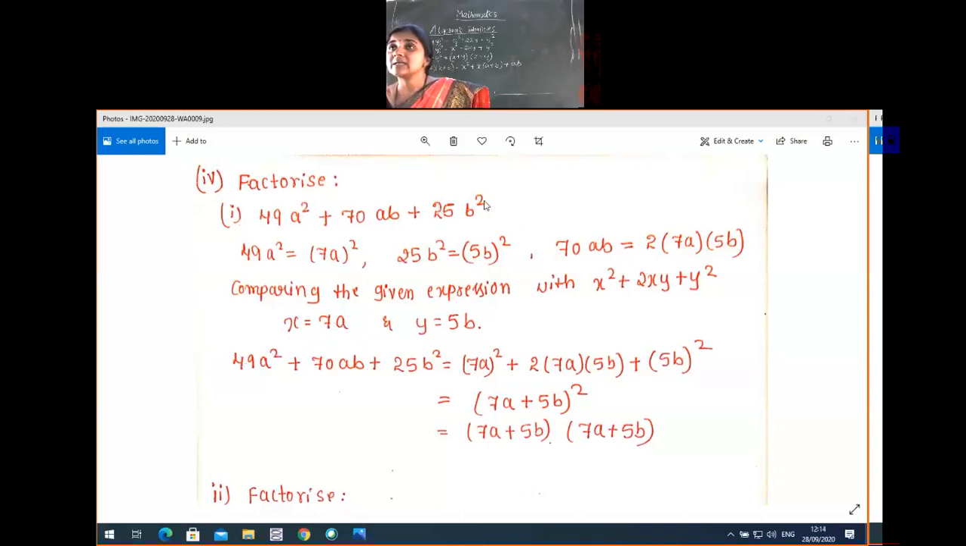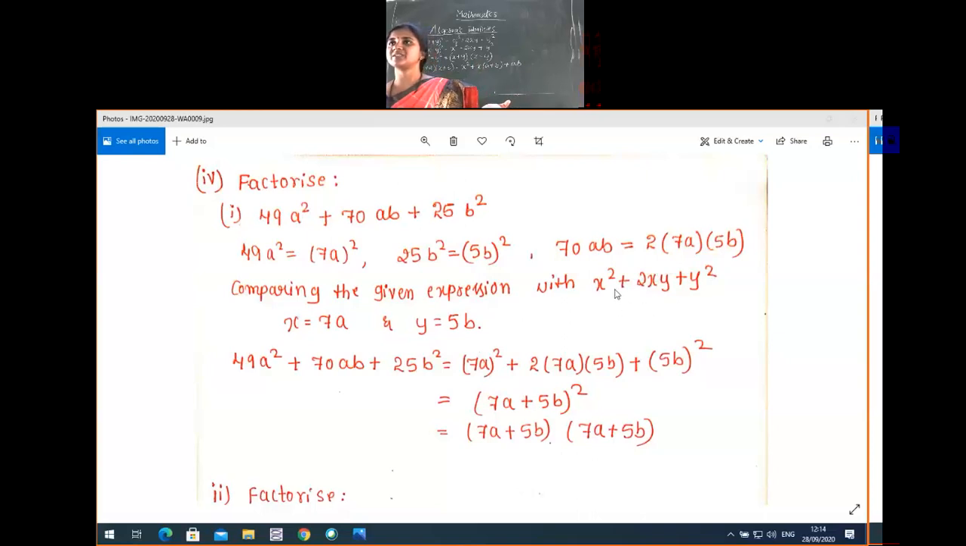And y square is 25b square. Then y is the square root of that one, that is 5b. Now we can write this as 49a square plus 70ab plus 25b square. We can write it as 7a whole square plus 2 into 7a into 5b plus 5b whole square. Then it forms the expression x square plus 2xy plus y square.